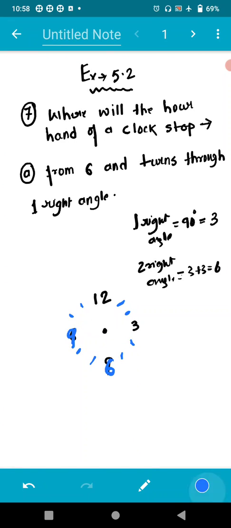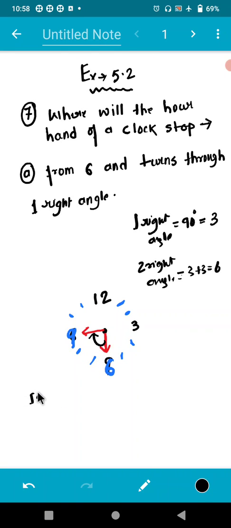Okay, now suppose we are facing 6, suppose our hand is facing 6, and how many right angles does it have to move? One right angle, that means it will move 3 steps, that is after 6, 3 steps, 1, 2, 3. Now it will stop at 9. So you have to also show the direction. Obviously the direction will be clockwise only, but still you will show the direction as well. Right. So what do you have to write?